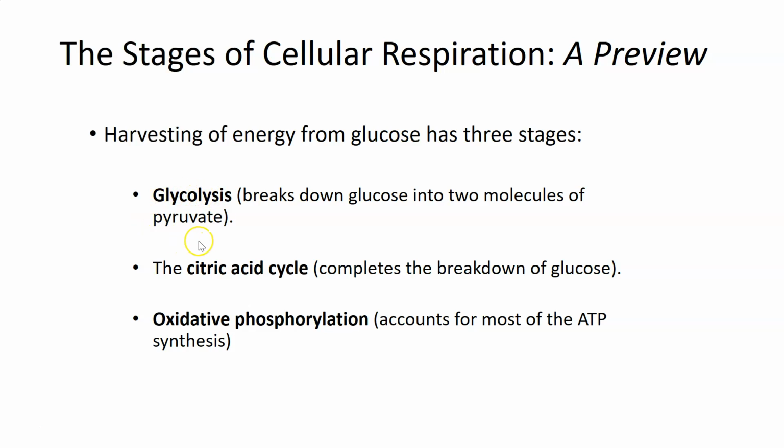Pyruvate then is passed on to the citric acid cycle. There is a transition stage here as well, which I'll come on to at a later point, and that's the production of acetyl CoA. So pyruvate gets converted to acetyl CoA in the transition stage. That's a relatively small step, a very important step, but small compared to glycolysis and the citric acid cycle. Acetyl CoA then enters the citric acid cycle, or the TCA cycle, the Krebs cycle, they're all the same thing. This basically completes the breakdown of glucose.